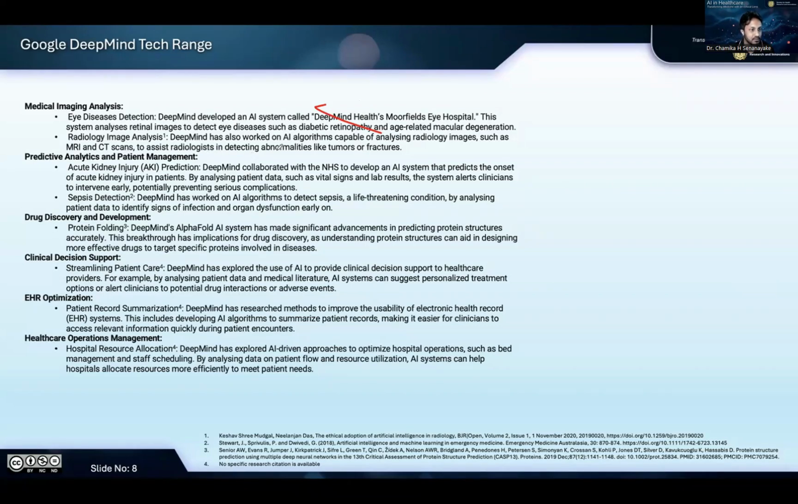Google DeepMind products have also been used for MRI and CT scans to assist radiologists. And one main popular application in the UK is DeepMind's collaboration with the NHS to implement a system to identify acute kidney injury and detect sepsis, which I told you about earlier. And for protein folding, which I said is AlphaFold, AI, and clinical decision support systems.